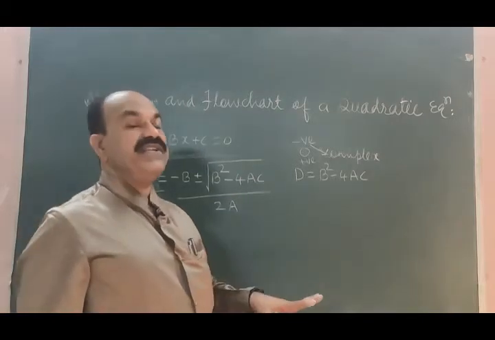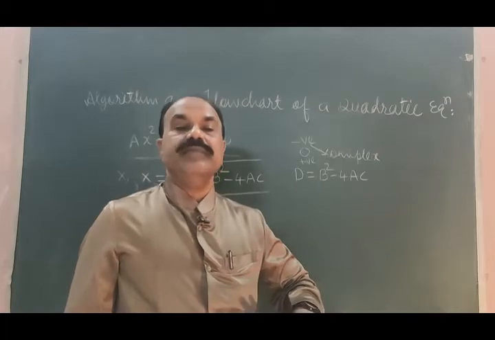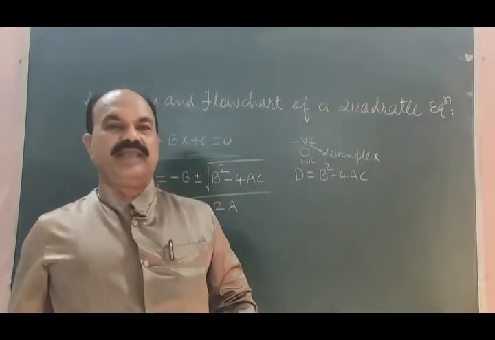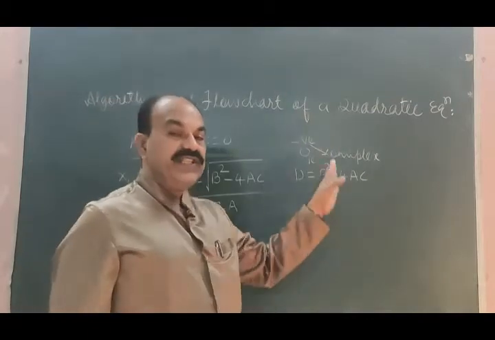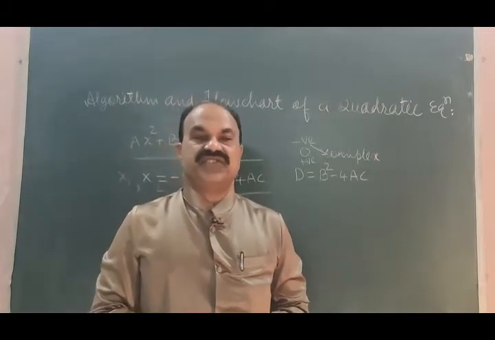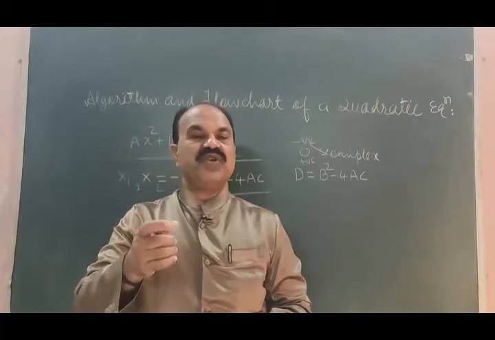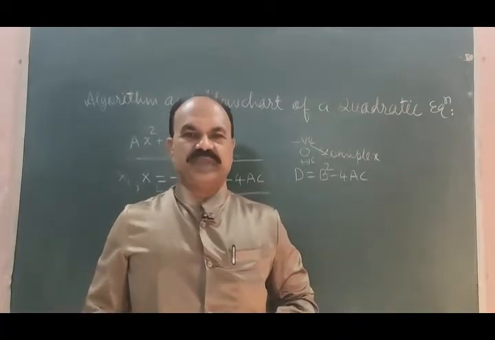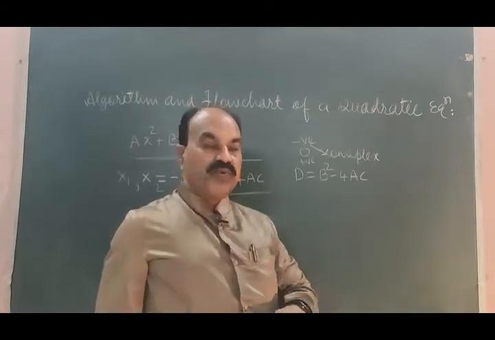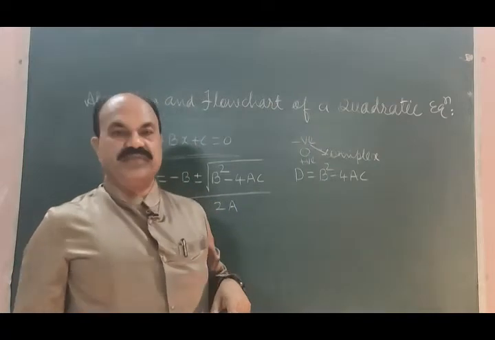All these possibilities may not be there in every quadratic equation, but these three possibilities may be there in different quadratic equations. And therefore when you are writing a program, your program should be a foolproof program. And when you want to write a foolproof program, you have to think of every possibility.